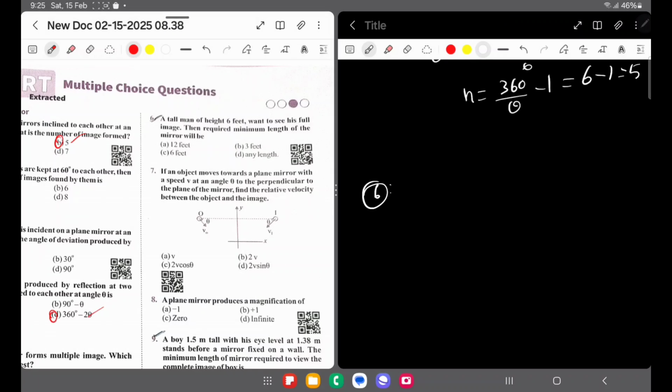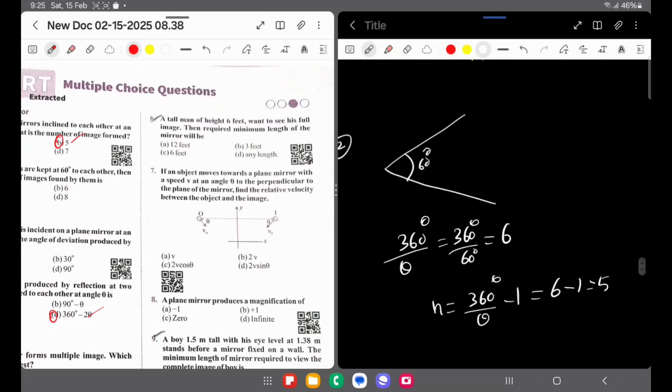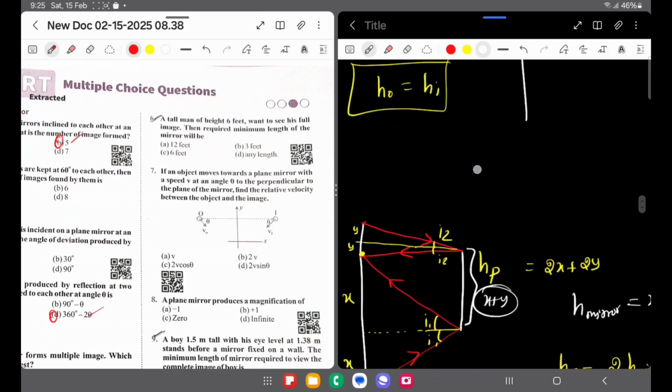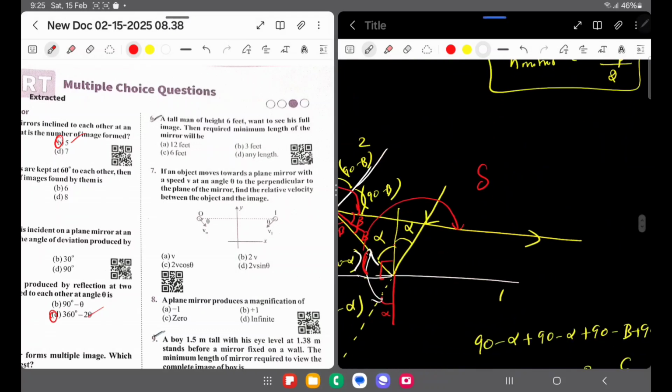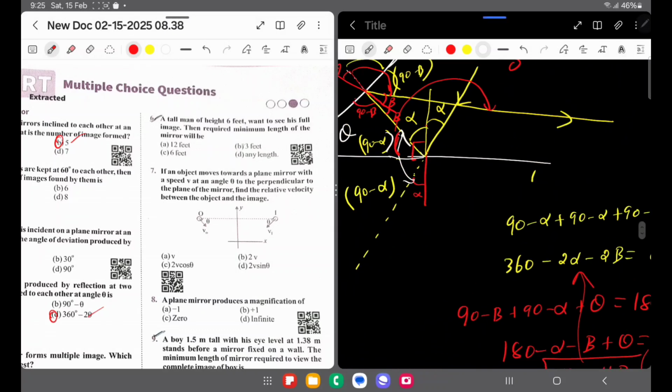And we solved this thing also now. A tall man of height 6 feet wants to see his full image, then the minimum length of the mirror will be equal to what? It should be 3 feet. Now only we derived the expression for that, right? Height of the mirror should be equal to height of the person by 2. So the height of the person is 6 feet, so 6 feet by 2 is equal to 3 feet. So the height of the mirror should be equal to 3 feet. This should be the answer.